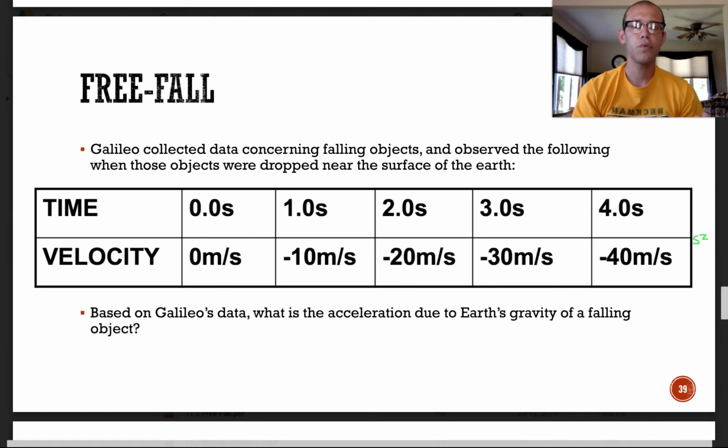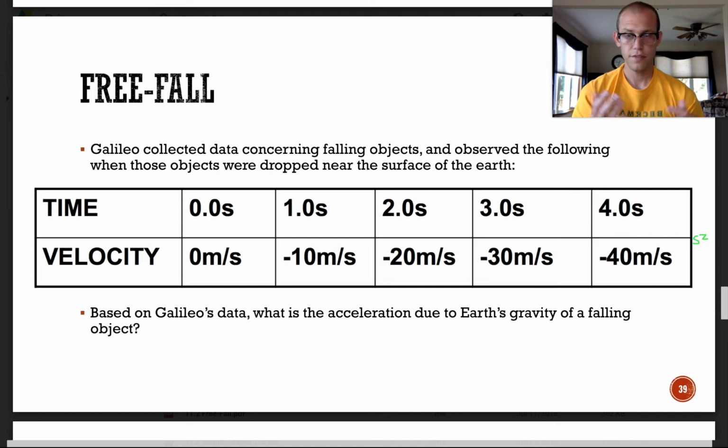All right, remember when we were talking about Aristotle and Galileo? Aristotle believed that the heavier an object was, the faster it would fall. Twice as heavy falls twice as fast. That's Aristotle. Galileo, on the other hand, believed that you need data to prove what you're talking about. So Galileo collected data concerning falling objects. And what he observed was the following, when those objects were dropped near the surface of the Earth.